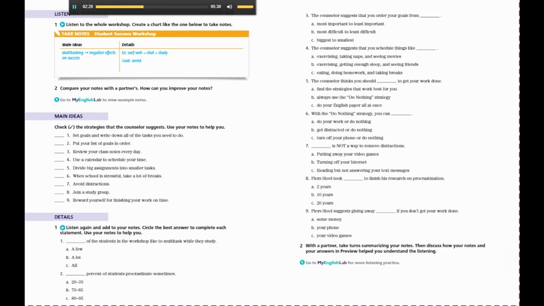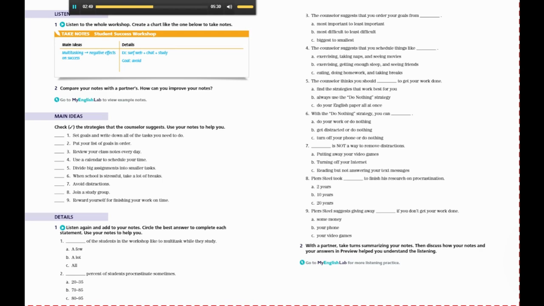Okay, so the first thing you need to do is to set goals. That means you need to think about all of the tasks you need or want to get done. Write them all down. The next step is to put your list of goals in order from most important to least important. So, for example, your math homework needs to come before seeing that new movie, right?